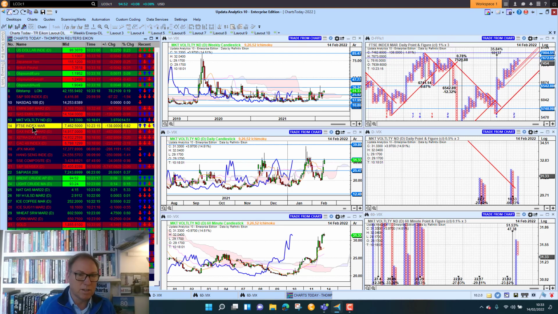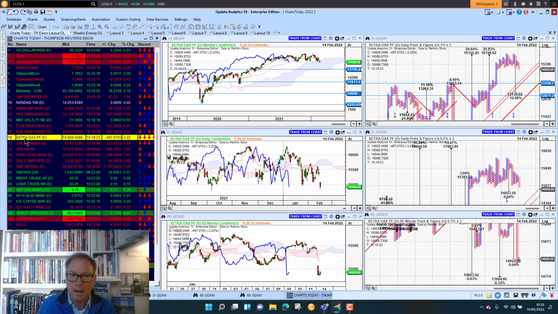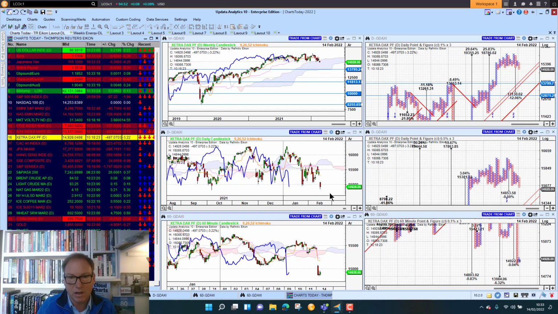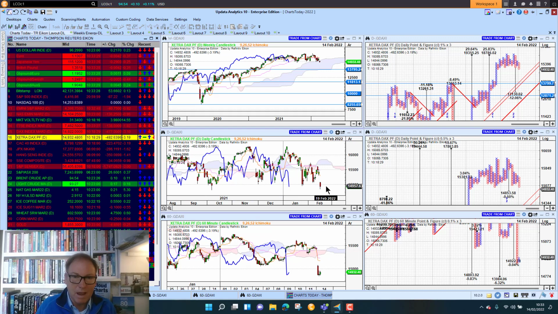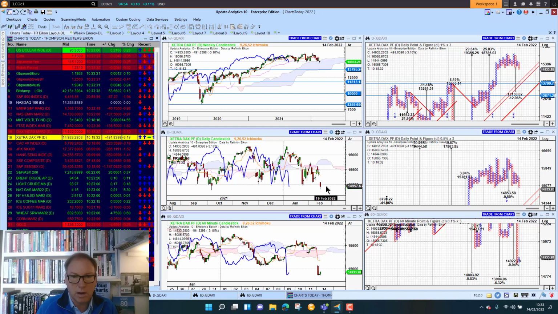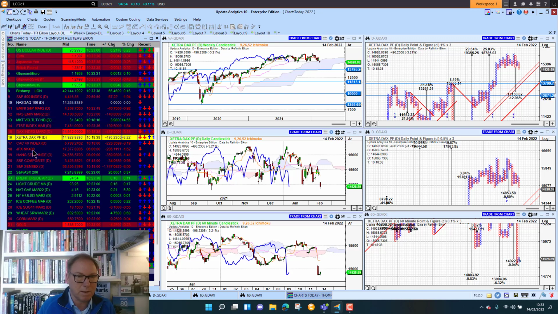The FTSE future down nearly 2% this morning. The DAX cash market in Germany down over 3% through that critical 15,000 level, and Germany heavily hit, being more exposed to Russia and Eastern European markets. So really quite significant there. The CAC 40 down by a similar amount.